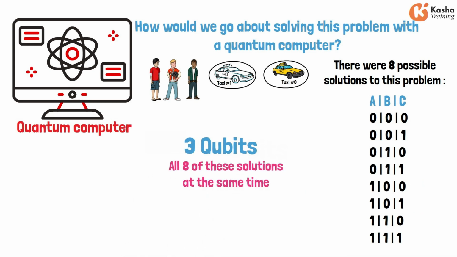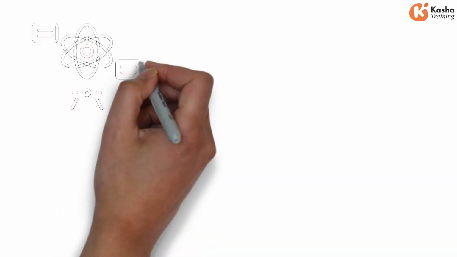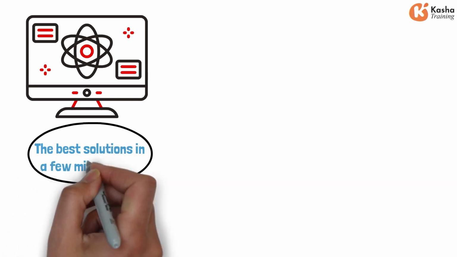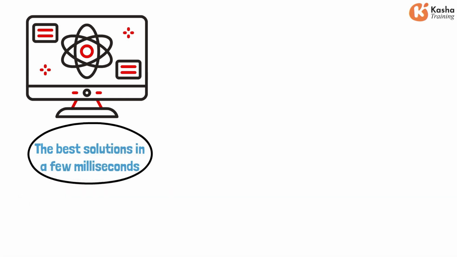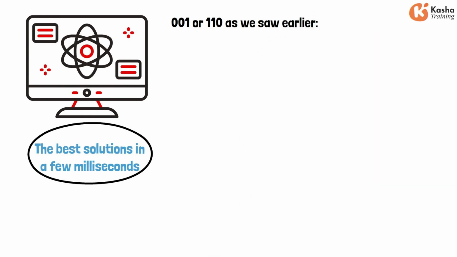So, instead of going through each of those potential solutions sequentially, we can compute the scores of all solutions at the same time. With this particular example, in theory, your quantum computer would be able to find one of the best solutions in a few milliseconds. Again, that's 001 or 110 as we saw earlier.